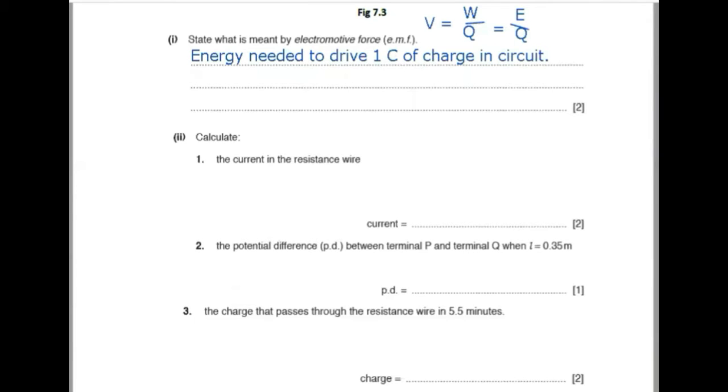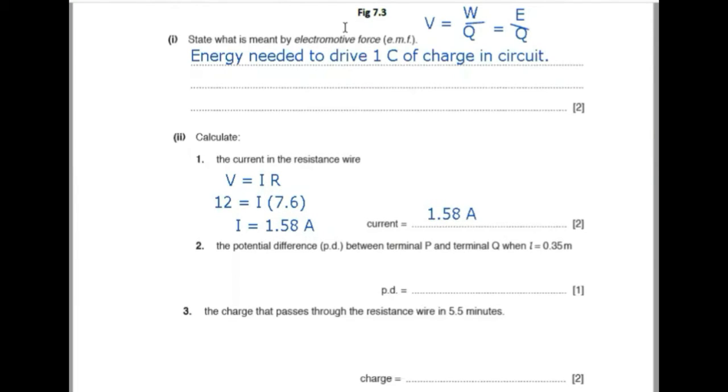Energy needed to drive one coulomb of charge in the circuit. Okay, this one is V equal IR. Then V is 12, current we don't know, then this one is 7.6. So your current equals 1.58 ampere.